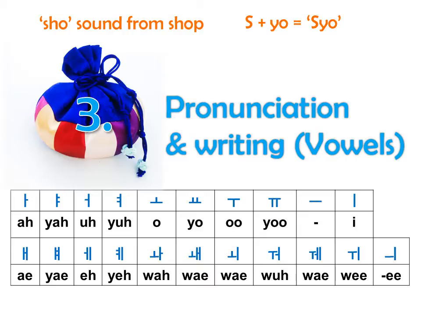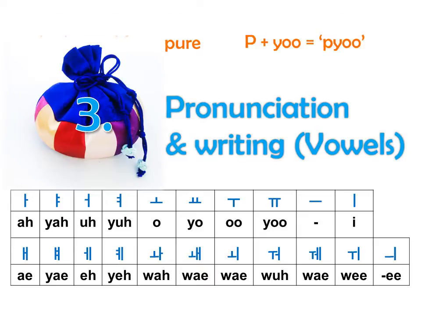Other examples can be the way you pronounce the English word pure. Okay, we put P together with the vowel U, so it becomes pu, and then we put the R sound at the end of it, so it becomes pure. Okay, so that's why Y is important. The alphabet Y sound is important in Korean vowels.